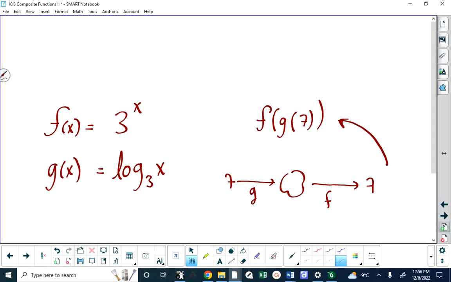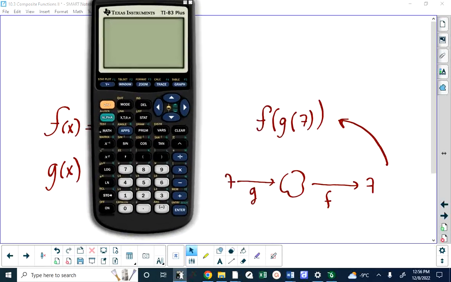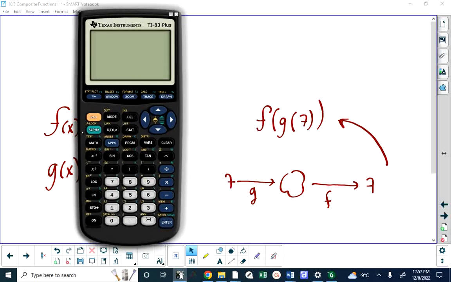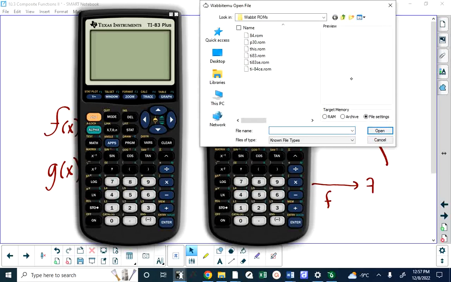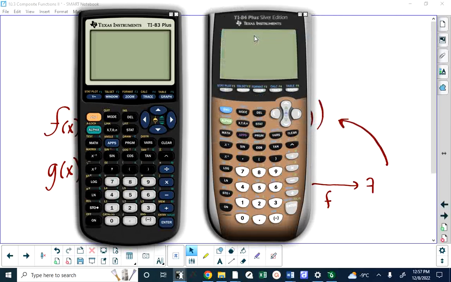Just to show you in case you're unsure what we have to do here. Log base 3 of 7. Well, I think all of you have a calculator that can handle log base. So I'll just do it this way. You go to your math, you scroll up or down to get log base. Log base 3 of 7 is this number, and now I take 3 raised to that number, and I get 7.